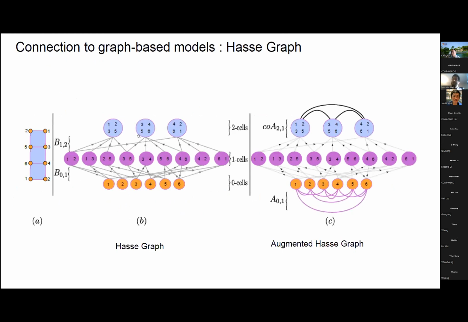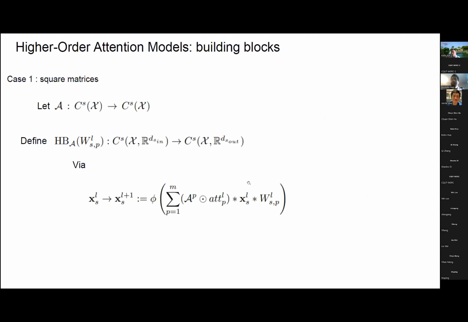Okay, so this is the Hasse graph I mentioned earlier. This is just a picture of how the Hasse graph is represented. To show you a little bit about the attention blocks that we define, we define basically two cases. We have the square matrices case and we have the non-square matrices case.